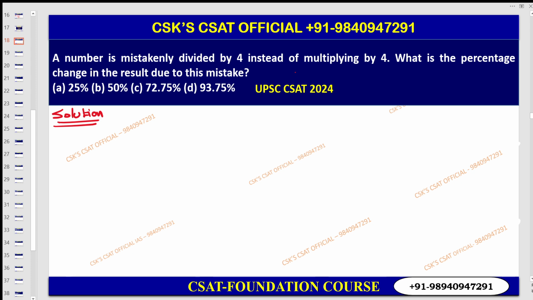A number is mistakenly divided by 4 instead of multiplying by 4. What is the percentage change in the result due to this mistake?